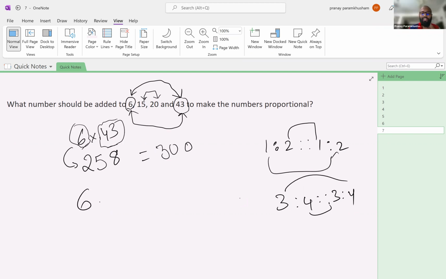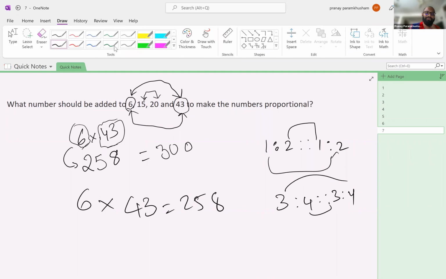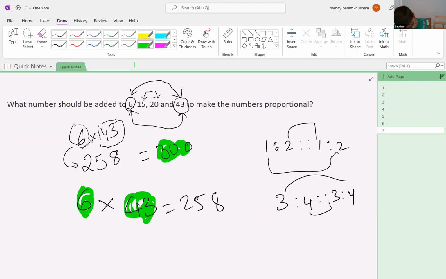So see here, Gautam, I'll again explain you. 6 and 43 is 258. Now do some changes in either of them. Anyone, I'm not going to say whom. It could be 6 or it could be 43. The change should be happened such a way that when you multiply back, you should get a 300. Can you try that? Surely you should increase it. So whom you're going to increase, that you have to decide first.